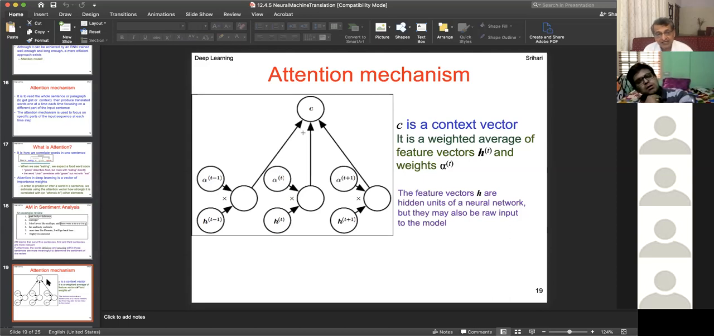And these alphas here, alpha t minus 1, alpha t, and alpha t plus 1, we take these alphas and cross multiply: alpha multiplied by h gives this number, and again for each. These numbers go up here to c, and we add them all together. So a context vector is a weighted average of feature vectors h and weights alpha. That's all it is. It takes into account all these things that are coming in, and it also attaches some weight. That becomes the key point.